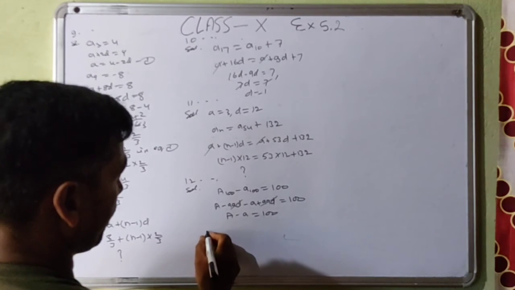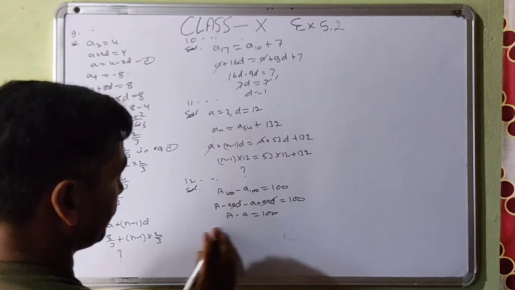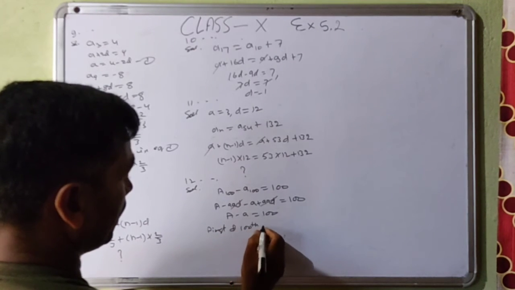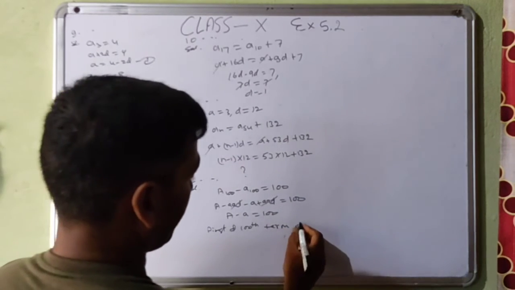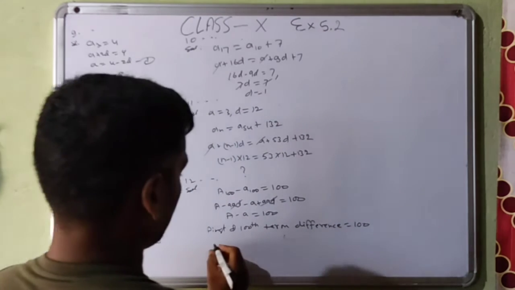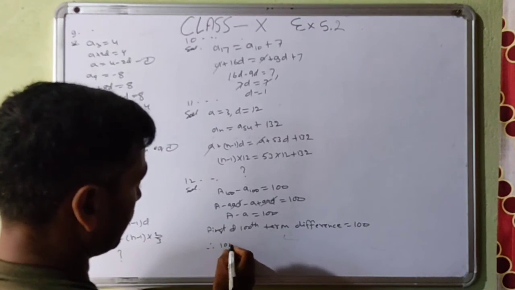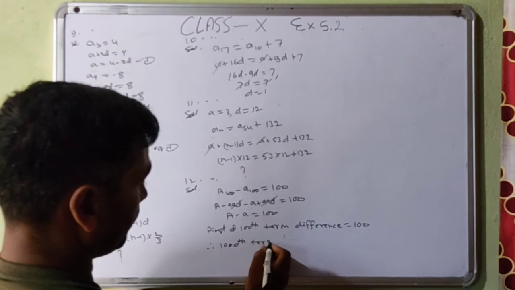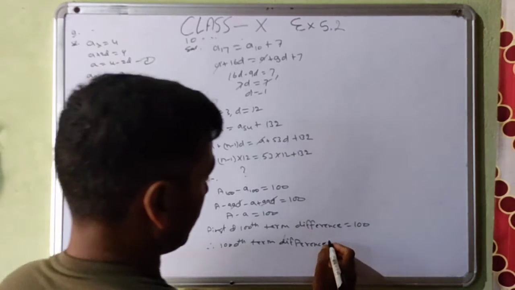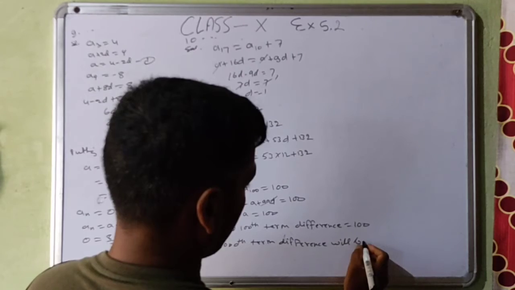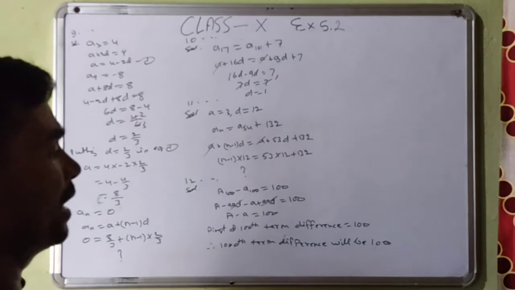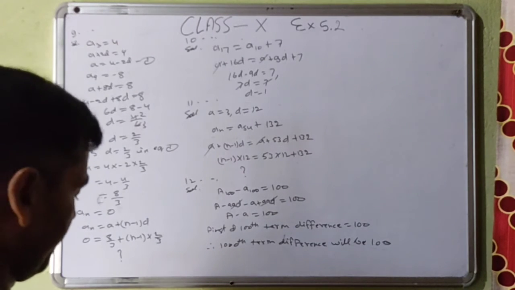Here we write that the first and 100th term difference is equal to 100. So the 1000th term difference will be 100 also. It means in any term that difference will be 100.